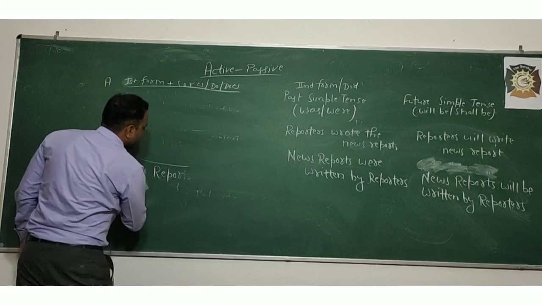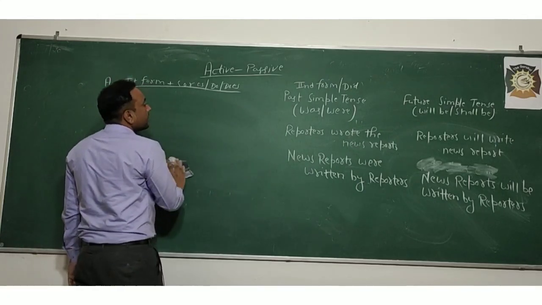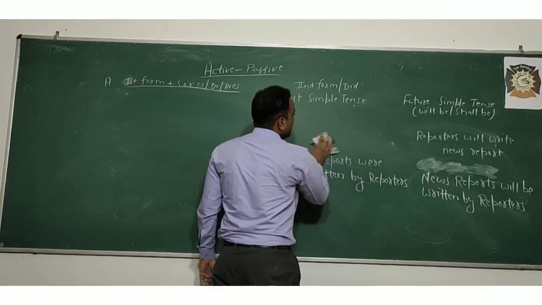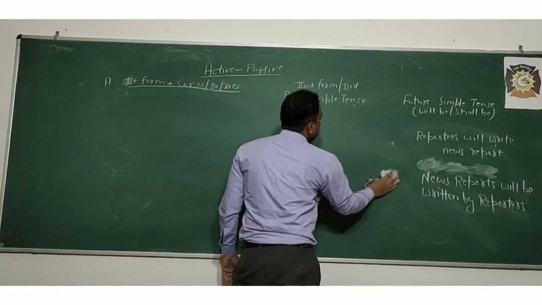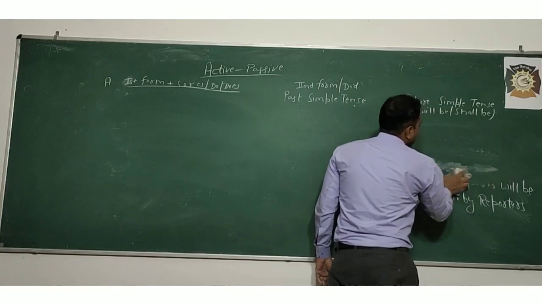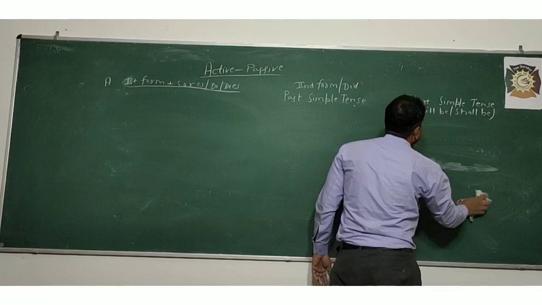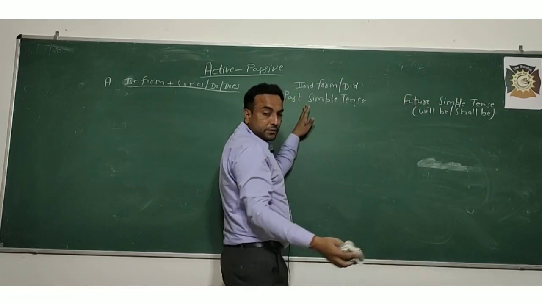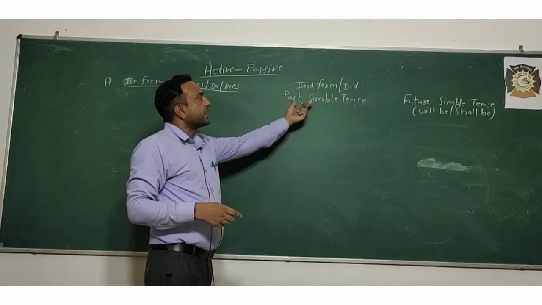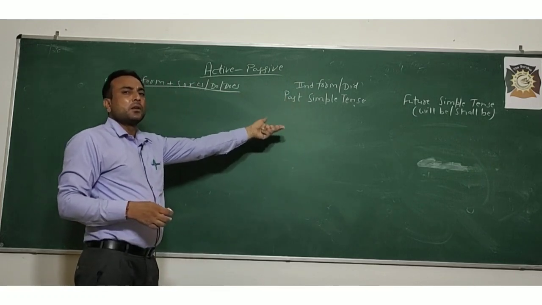In a negative sentence in present simple, to make the sentence negative, we always use do and does. With a singular verb, we always use does, and with a plural verb, we always use do. In past simple tense, to make the sentence negative, we have one helping verb, that is did, with plural as well as with singular.